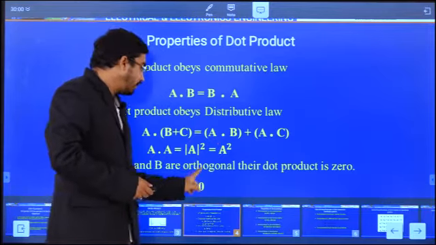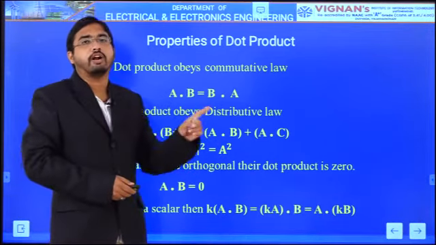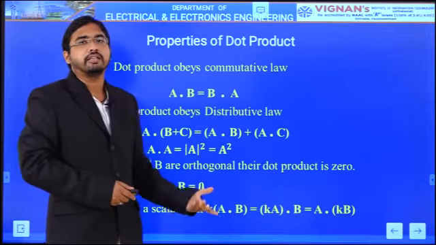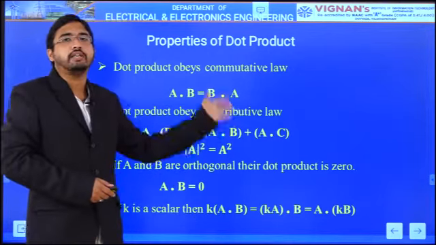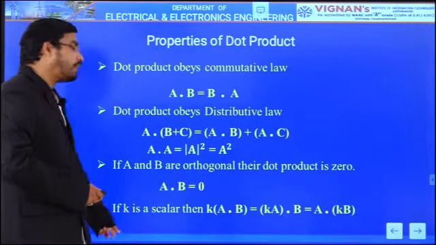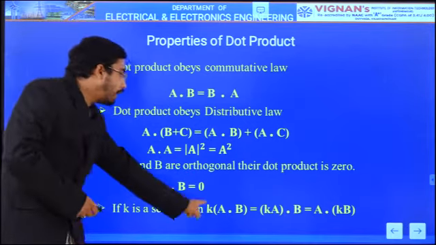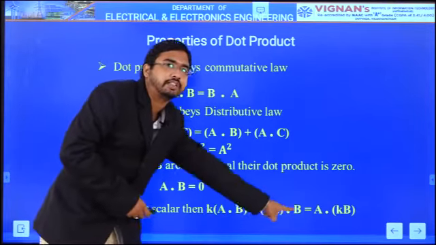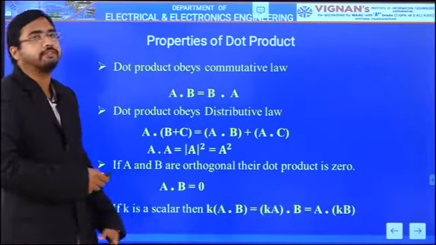Okay, because A dot B is given by mod A mod B cos theta. Suppose the two vectors are perpendicular, then theta is 90 degrees, so A dot B should be 0. Next, if you are multiplying the dot product with a scalar k, you can observe that multiplication here. These are the properties of dot product.